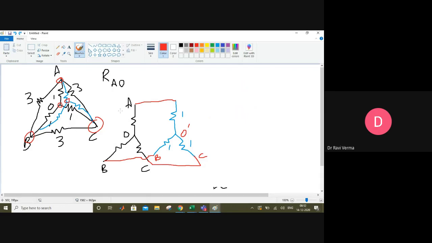Okay, so now we have to find RAO. So we will see from these 2 points like this. We have to find the resistance from here, called RAO. Okay. So how will we modify the circuit? This is your A, this is your O.